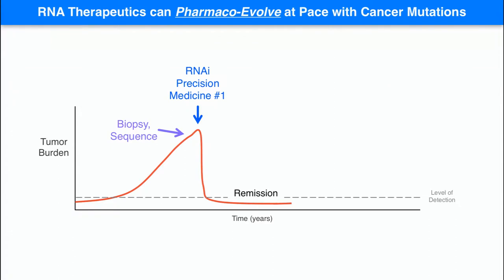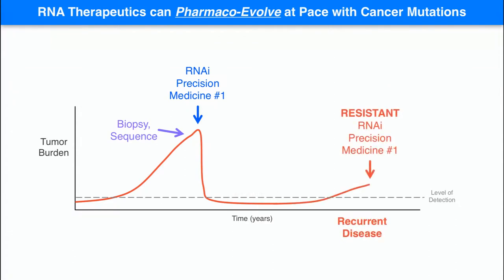Now, is it a one-time treatment, or do you have to have multiple? So for cancer, we're probably going to be dosing this once a week for six to 12 weeks, and then stop, see what happens, and then come back and redose the patient. After that initial dosing, the patient goes into remission below the level of detection. And of course, you get recurrent disease, and this is essentially what kills cancer patients today.